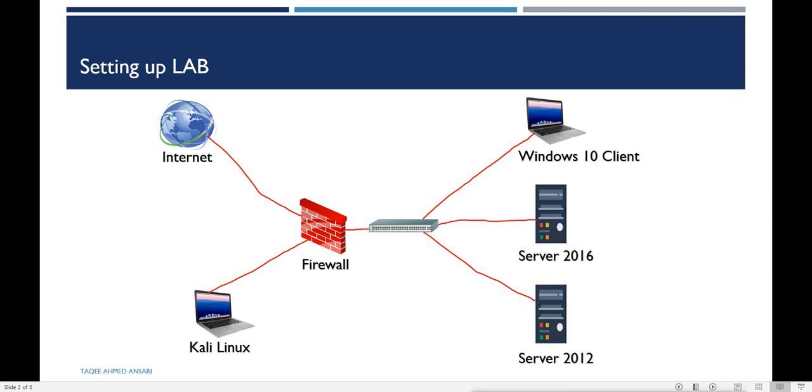For setting up a lab, what we need is some Windows machines. We need Windows Server machines, Windows Server 2012 or 2016. We need some client machines, Windows 10 clients, which are connected together through the network switch we have. Then we need a firewall also, so that we can test some firewall rules.